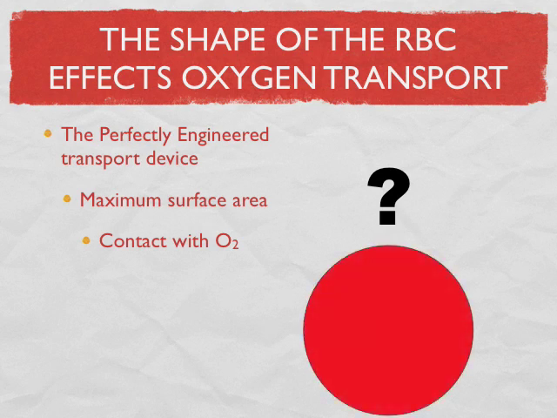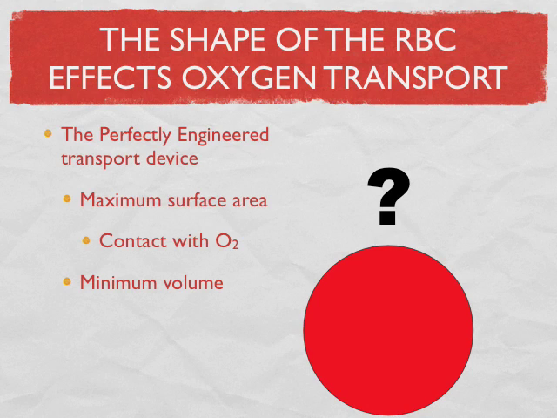Now, a ball is typically that shape. A ball is an object that has a maximum amount of surface area with a minimum amount of volume. In other words, we want lots of surface, but we don't need a lot of guts. We don't need a lot of inside. If there's too much inside, then it'll take up too much space. Since the oxygen only attaches at the surface, we don't need a lot of inside.